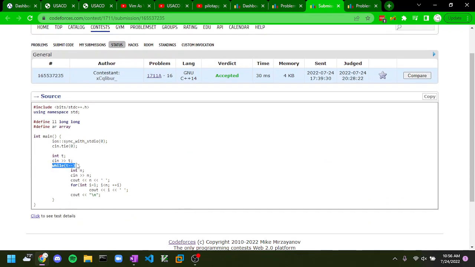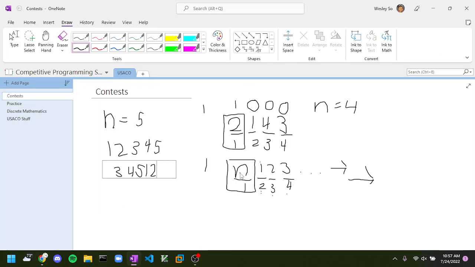Basically, you input the test cases, and for each permutation n, you want to first print out n, which is the largest number, and then after that print out from 1 to n minus 1. So that's exactly what we did. We first printed out n, and then we printed from 1 to n minus 1, which is this little area. So 1 to n minus 1, n is 4, so n minus 1 would be 3.